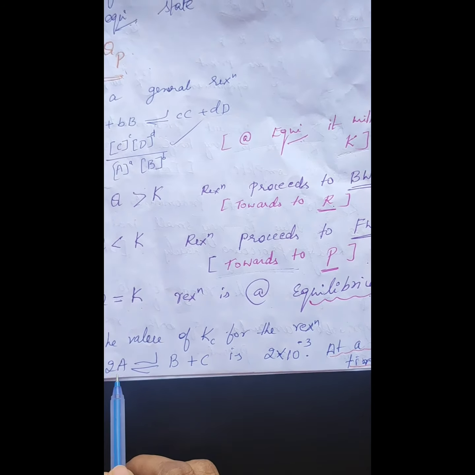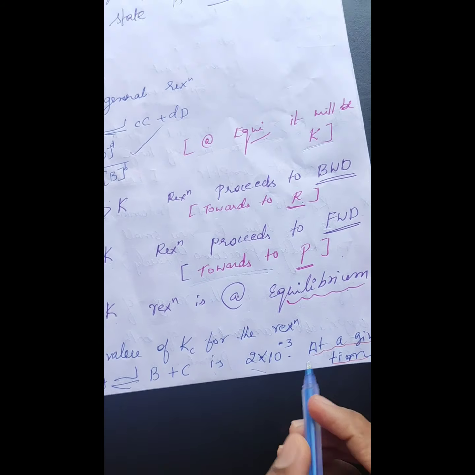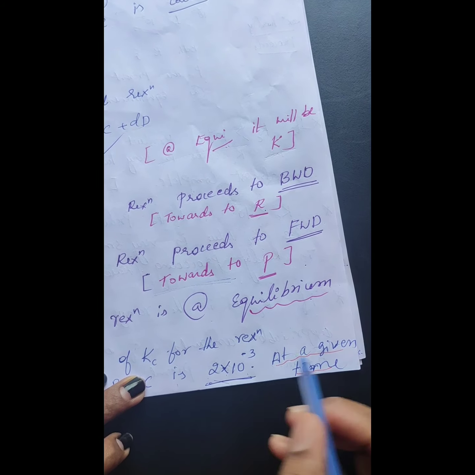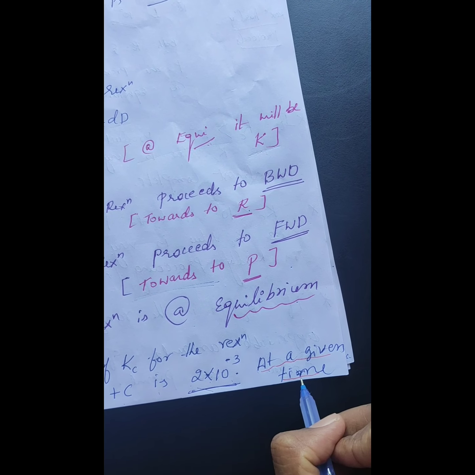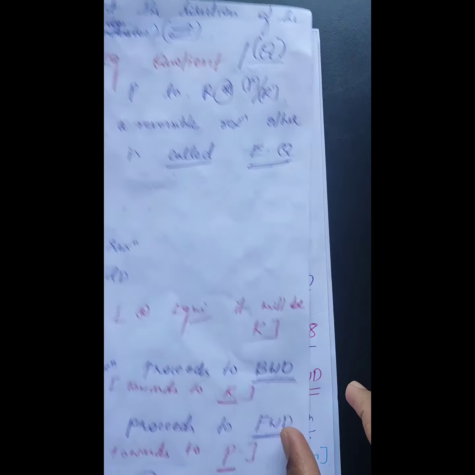The value of Kc for the particular reaction they have provided, 2A giving B plus C, is equal to 2 into 10 raised to minus 3, at any given time. It is not at equilibrium, children. You should note this point. It is at a given time.